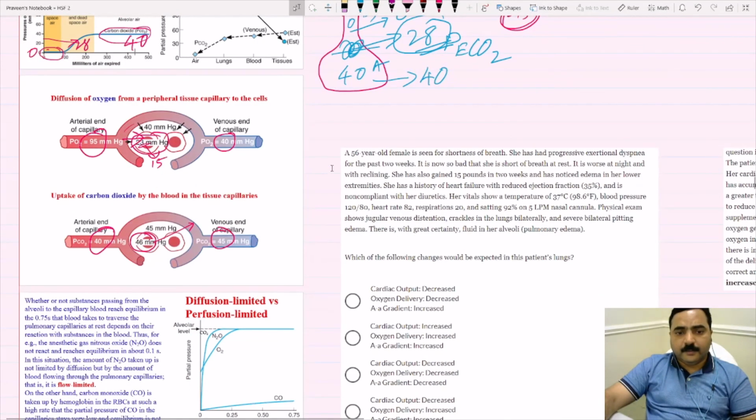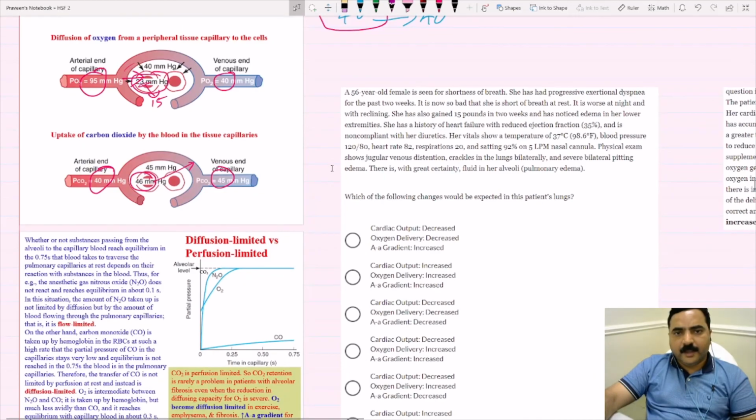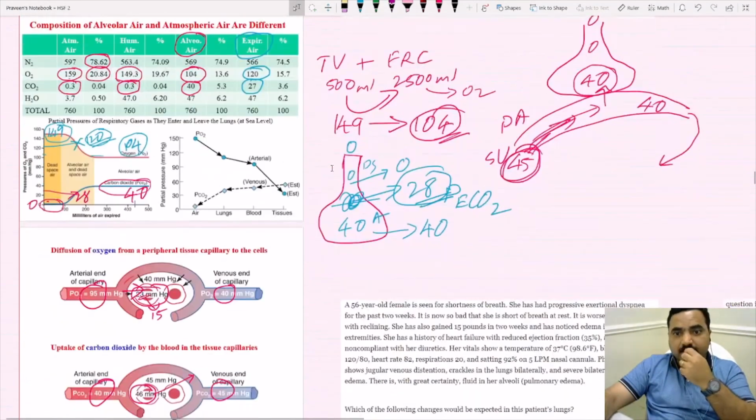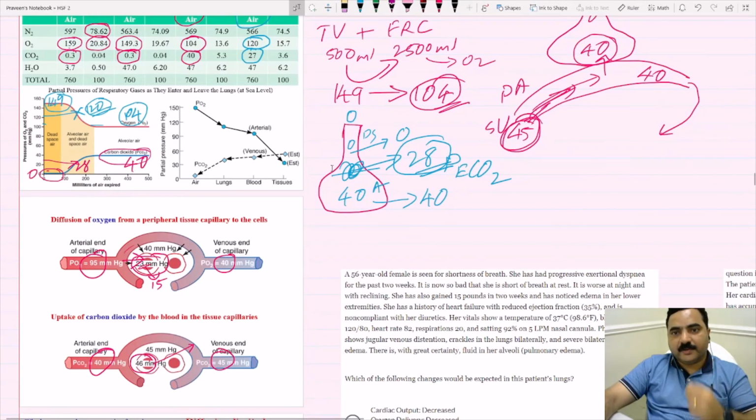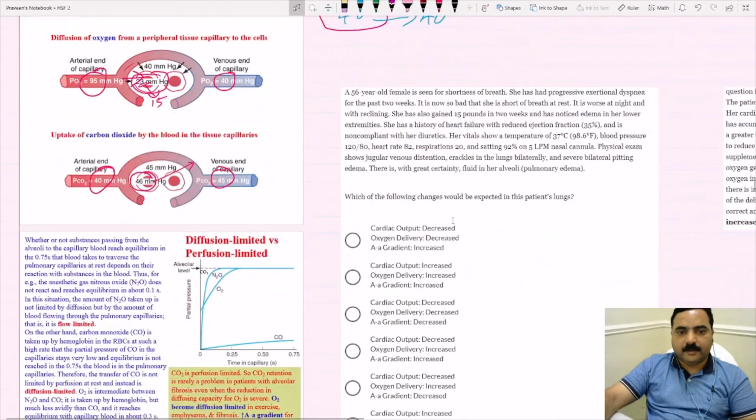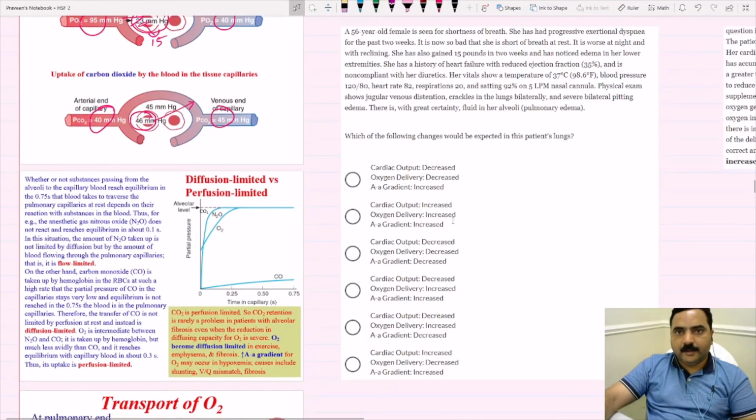Okay, so with the concept of this AA gradient for oxygen that we have just now discussed, let's discuss a question in order to understand the importance of this AA gradient. A 56-year-old female is seen for shortness of breath. She had progressive exertional dyspnea for the past 2 weeks. It is now so bad that she is short of breath at rest also. It is worse at night and with reclining. She has also gained 15 pounds in 2 weeks and has noticed edema in her lower extremities.